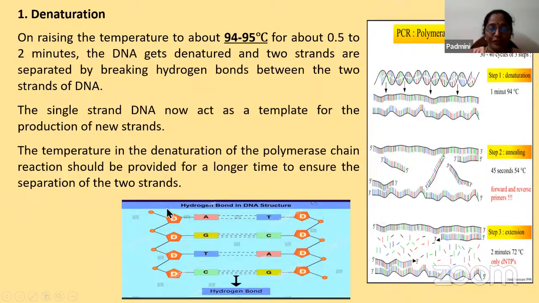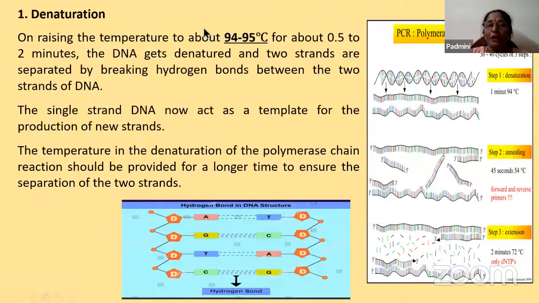So if you can see in this picture, you have these hydrogen bonds, adenine to thymine with a double bond and guanine to cytosine with a triple bond. So this is the hydrogen link that is present between these 2 DNA strands. And when you increase the temperature, this hydrogen bond is going to break up and they're going to be separated into 2 strands like this. As they break up, these 2 strands get separated. That is called denaturation.